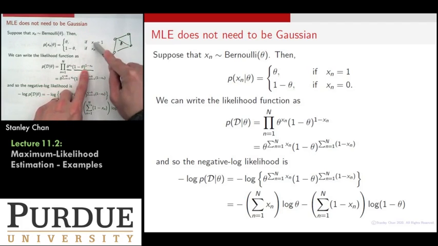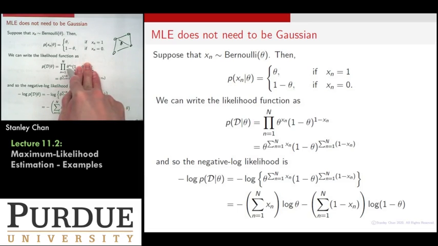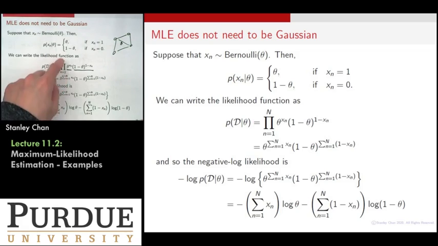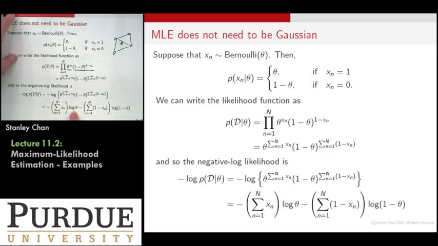If you put in xn is 1, then this term will be gone, and you only have theta. Otherwise, you put in 0 here, this term will be gone, and you only have this term. So the Bernoulli equation is giving you this binary switch between the two cases. If you have n of these samples, you can just write down the summation in the exponent. So you get this likelihood function. Take the negative log, and you get this expression, so everything is written in terms of this summation and also the log theta.